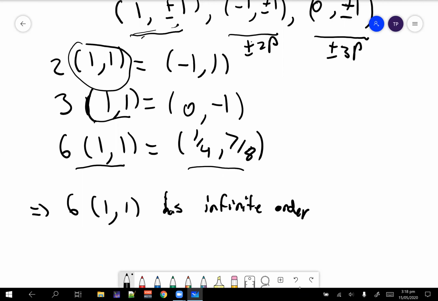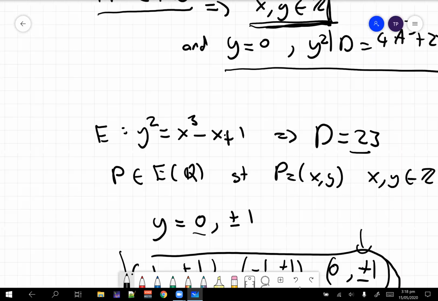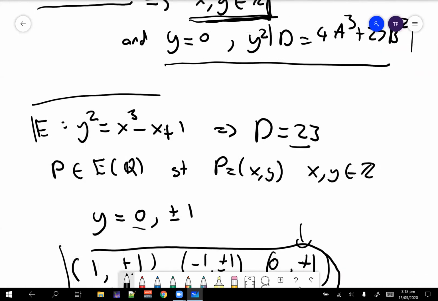So this has infinite order. So that means 1, 1 has infinite order, and so does twice 1, 1, and 3 times 1, 1. So every point, all 6 of these points here, have infinite order. So if we go back to our original curve here, this curve only has one point of finite order, namely the origin, the point at infinity, the identity.